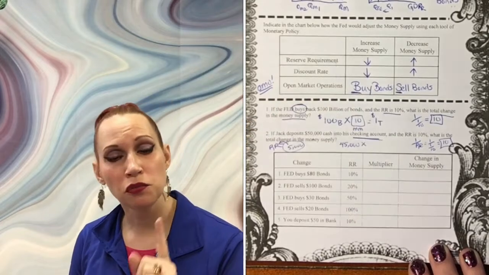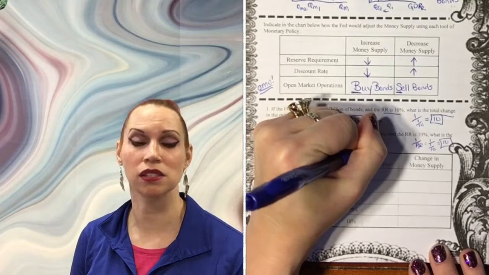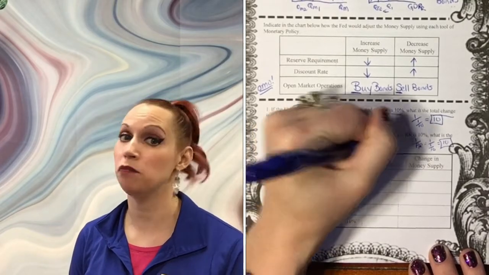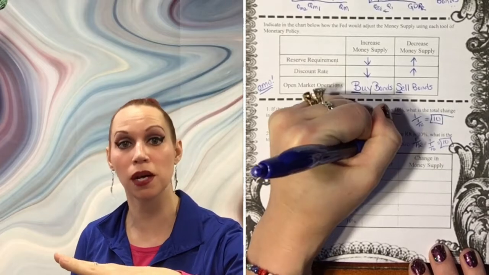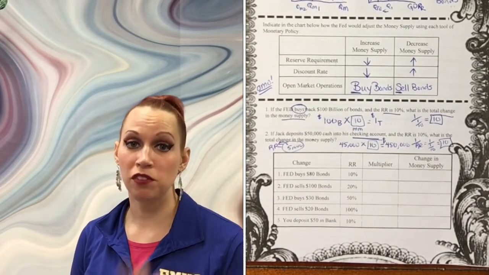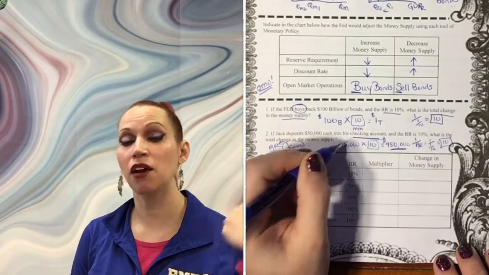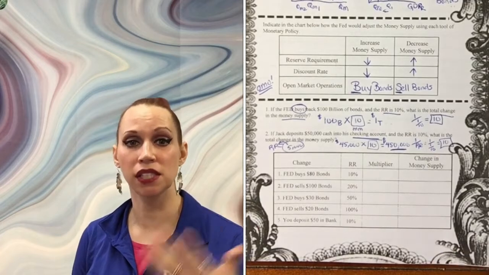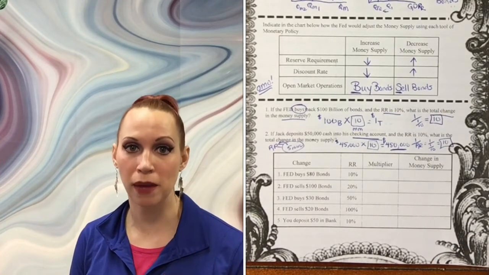So we're not going to do 50,000 times 10. We're going to do 45,000 times 10, which is the amount of money the bank can actually loan out and put out there in circulation from his initial deposit. Well, 45,000 times 10, whenever Jack put $50,000 in his checking account, that means that it resulted in a 450,000 increase in the M1 money supply because of fractional reserve banking.